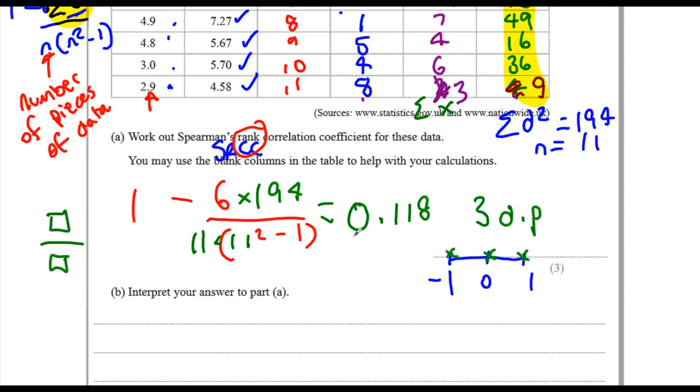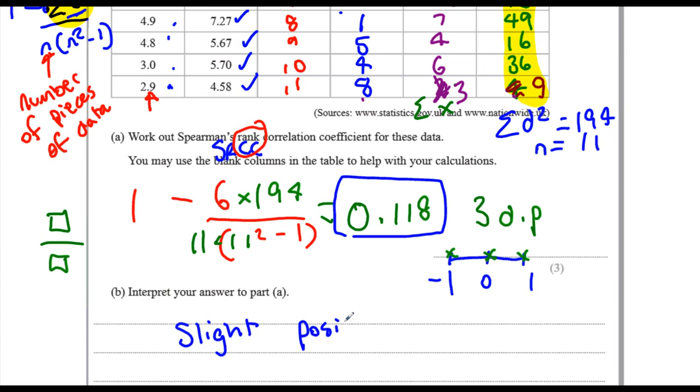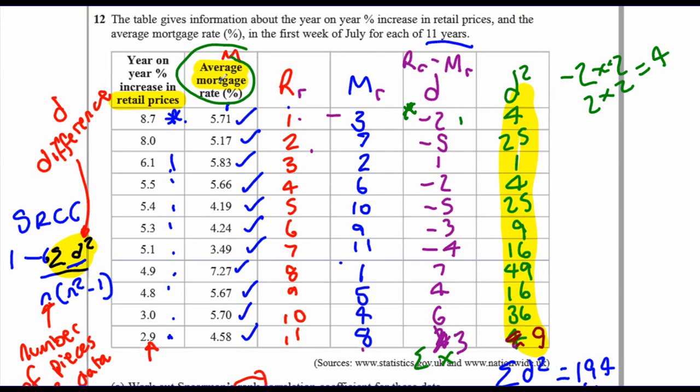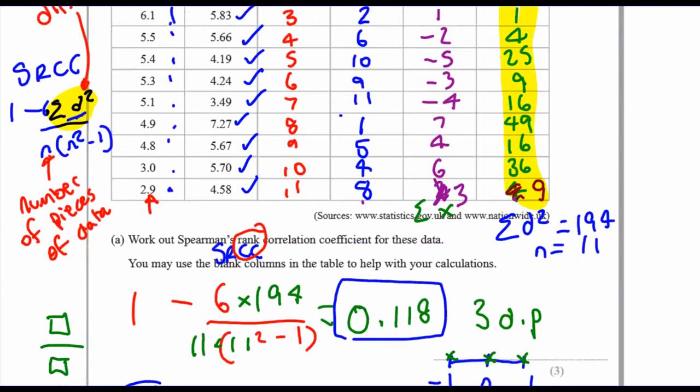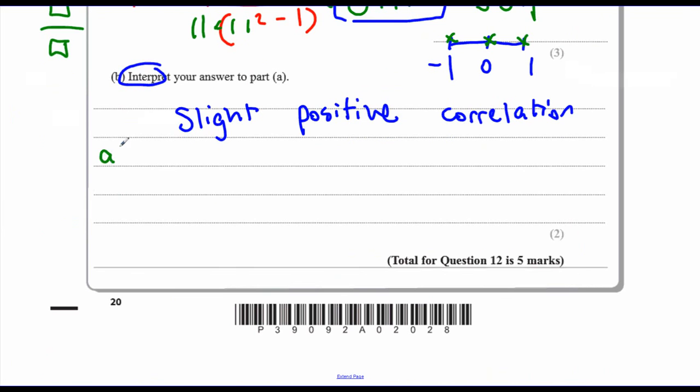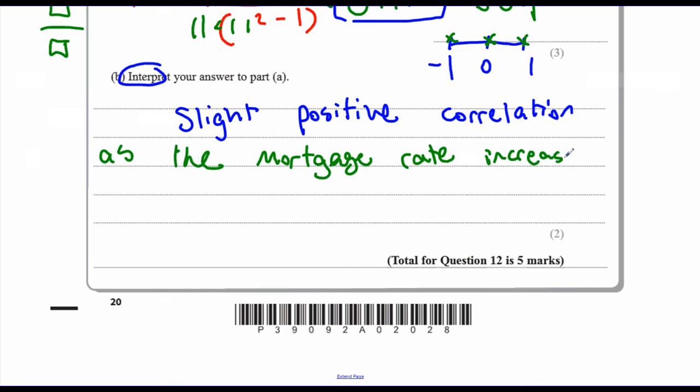In our case, we've got quite a small positive number. So we could say that there is slight positive correlation or you could say close to no correlation. I'm going to go with slight positive correlation. Okay, so what does that mean? So it means as the average mortgage rate increases, so do the average retail prices, or just the increase in the retail prices, retail price index. Okay, so let's just write that in our explanation. Slight positive correlation as the mortgage rate increases, so do the retail prices.